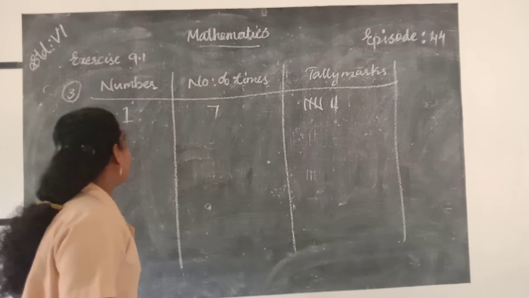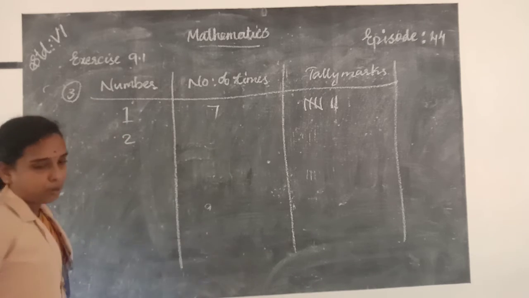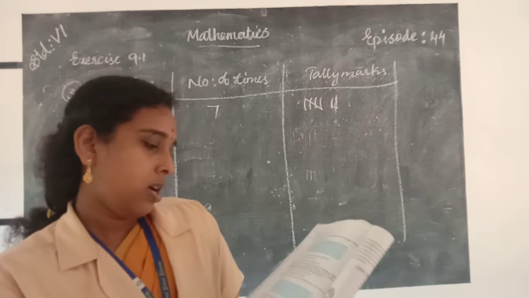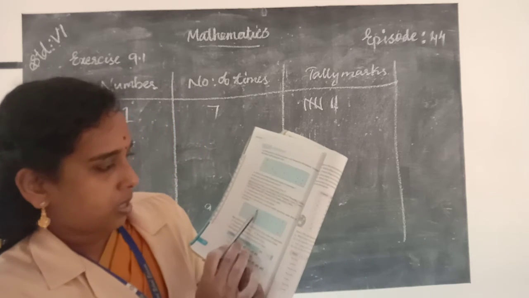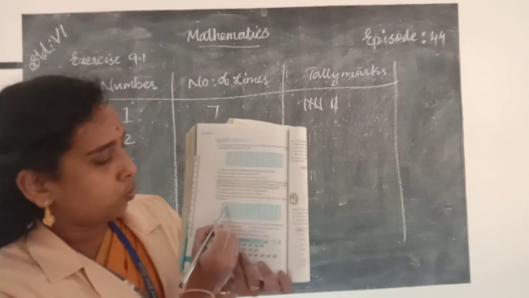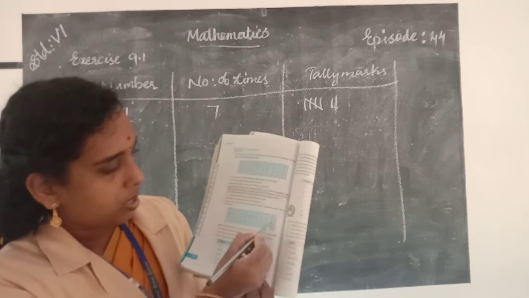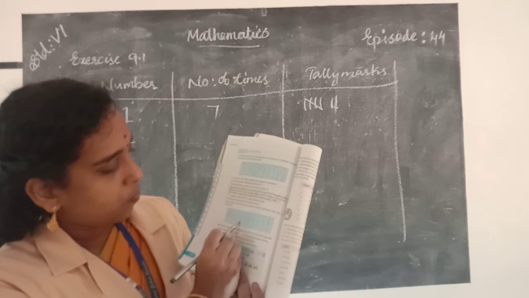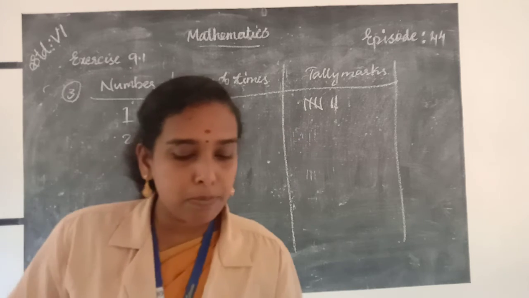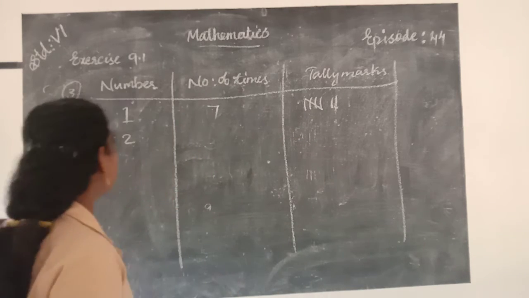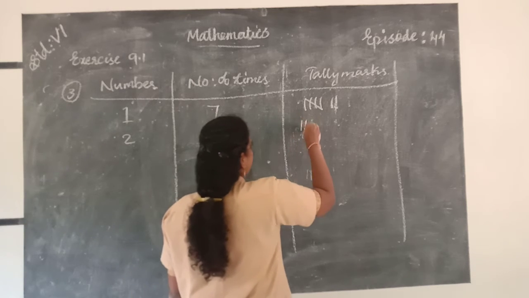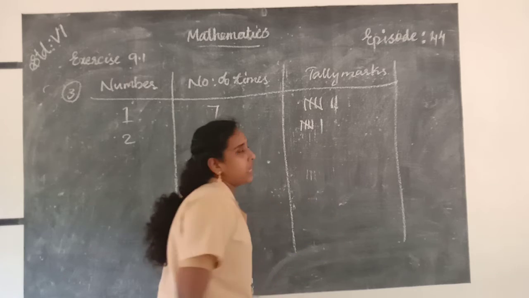Then the number is 2. Let us count how many times 2 appears: 1, 2, 3, 4, 5, 6. So, 6 times where 2 appears. The number of times is 6, and the tally marks are 1, 2, 3, 4, 5, 6.